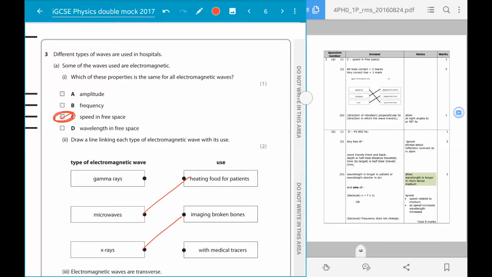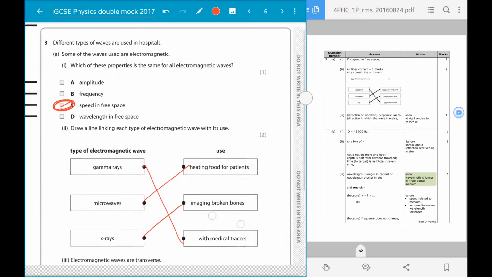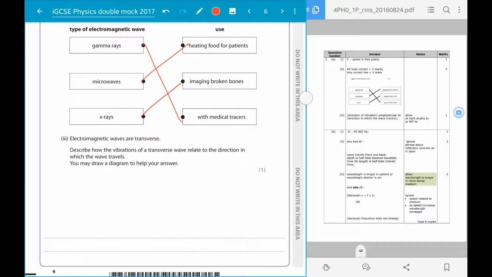In my class, I think everyone got this right. So X-rays are for broken bones, microwaves heat food, and gamma rays for medical traces. It's all fine. And the next question, electromagnetic waves are transverse waves.